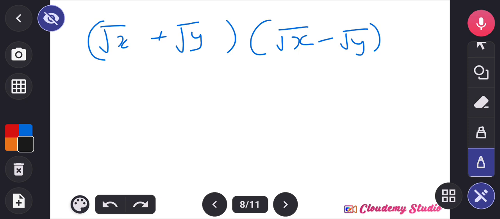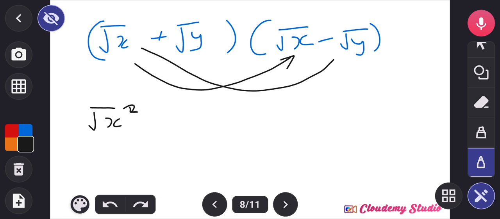So what you're just going to do is what? Root x times root x will give you root x squared, right? Now, root x times root y, it will give you what? Look at this. The plus is here, right? That's plus root x, right? So multiply by the minus that is here. It will give you minus root xy, right?